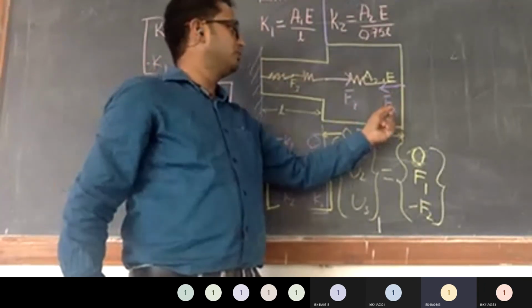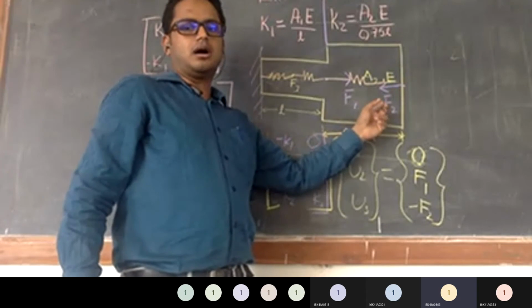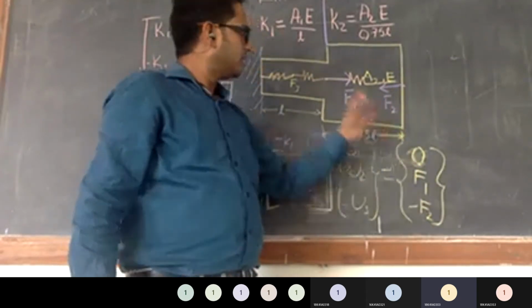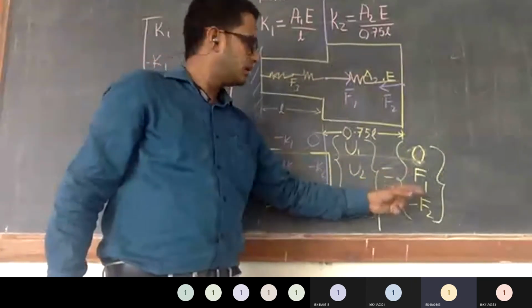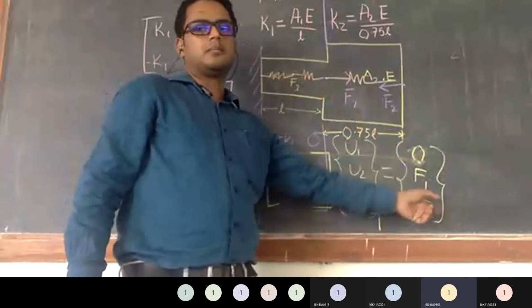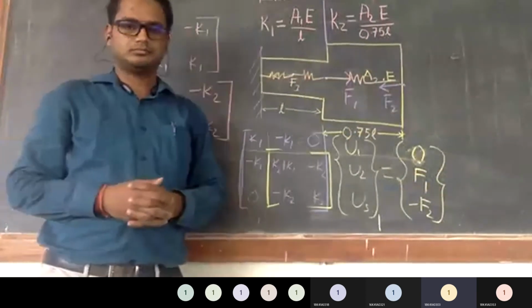Suppose some magnitude will be given. F2 I have written here, suppose the value is 100 Newton. So here you can write minus 100. If F1 is 10 Newton, it will be positive 10, and here it is acting in opposite direction, so you can write minus 100. Okay, sir.